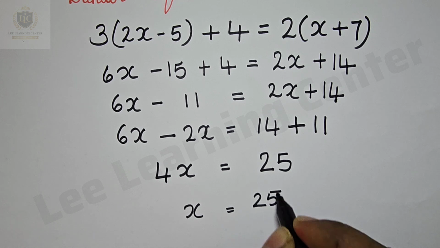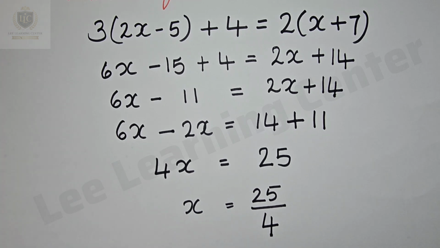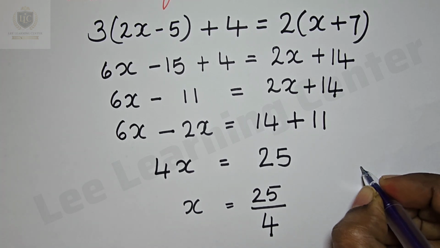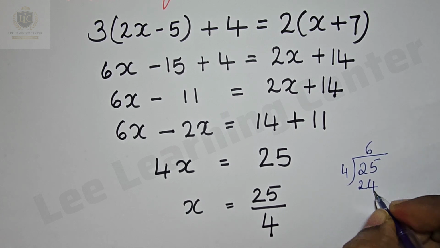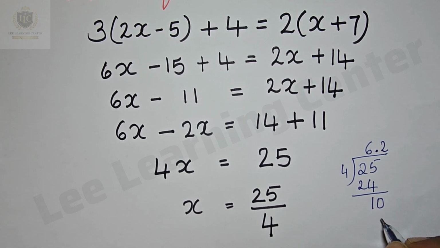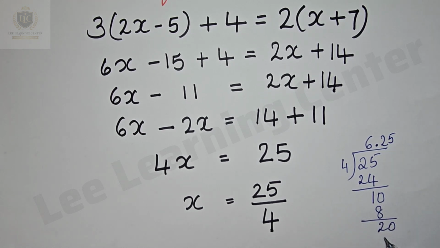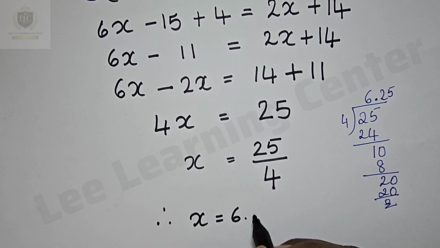To find the value of x, we are bringing the 4 which was on the left hand side to the right hand side. The multiplication becomes the division. So 25 by 4. We are dividing 25 with 4. 4 6s are 24 and one remainder, if you take a point we can take up the 0. 4 2s are 8 and 2 remainder. Already we have taken a point, so we can take 1 0. 4 5s are 20. So the value of x is equal to 6.25.